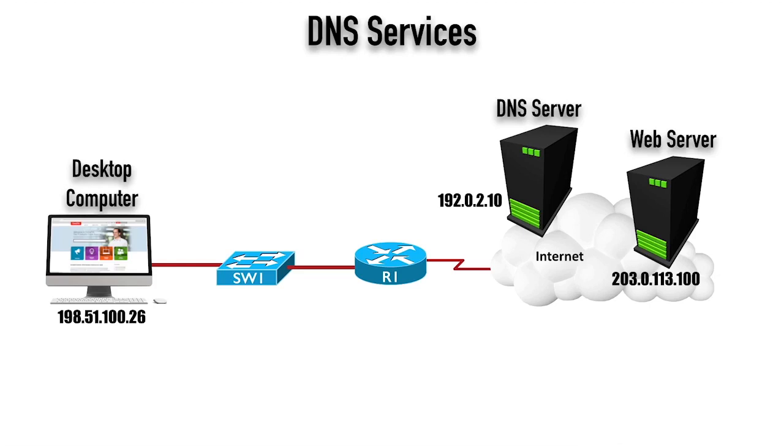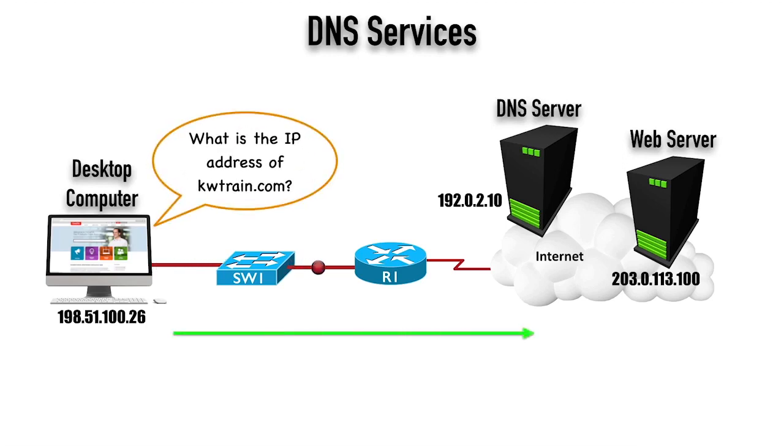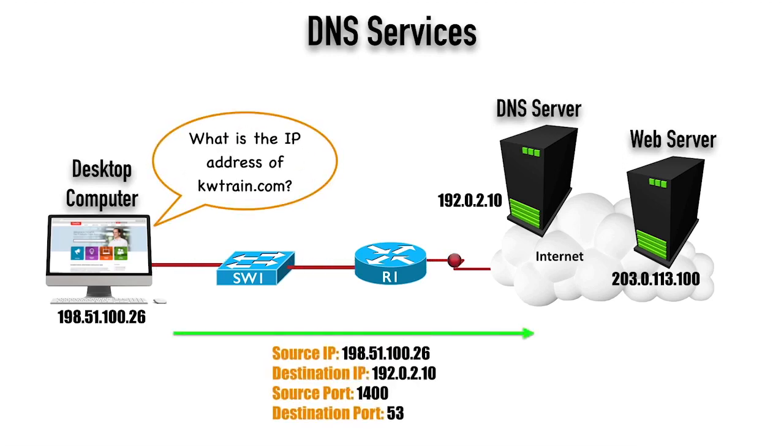A DNS server can take a well-known name, which we call a fully qualified domain name, and map it to a corresponding IP address. And this desktop computer on screen, it may have been manually configured with the IP address of a DNS server. It may have dynamically learned the IP address of a DNS server thanks to DHCP, but somehow it knows the IP address of a DNS server. And it's going to send a request up to that DNS server, and it's going to say, what is the IP address corresponding to kwtrain.com?